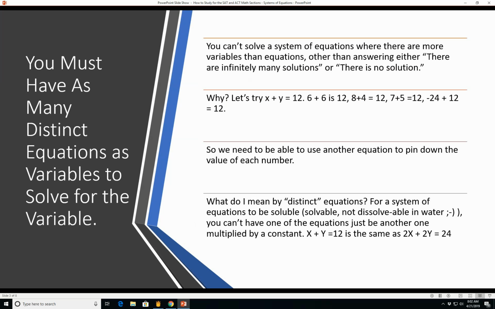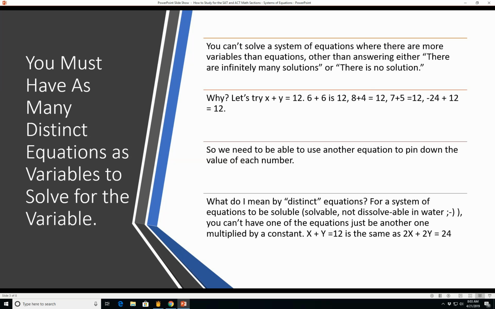Why? Well, let's try x plus y equals 12. 6 plus 6 is 12, so x could be 6, and y could be 6. x could also be 8, and y is 4, because 8 plus 4 is 12. 7 plus 5 is 12, negative 24 plus 36 is also 12. So we see there are literally an infinite number of values that could be x and y. So we need to be able to use another equation to pin down the value of each number.